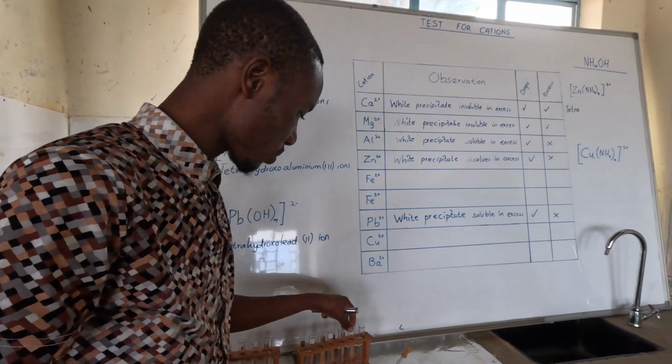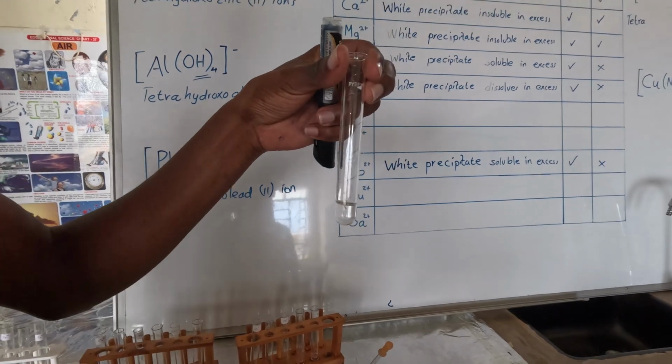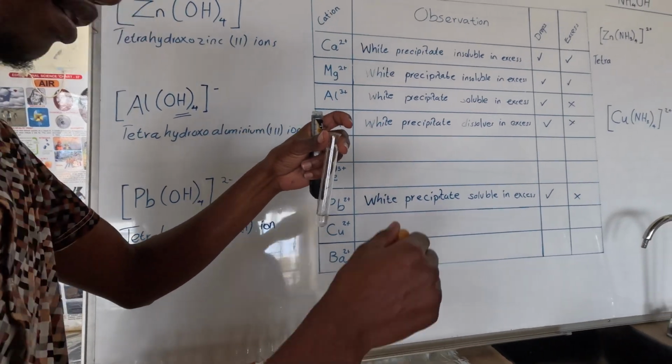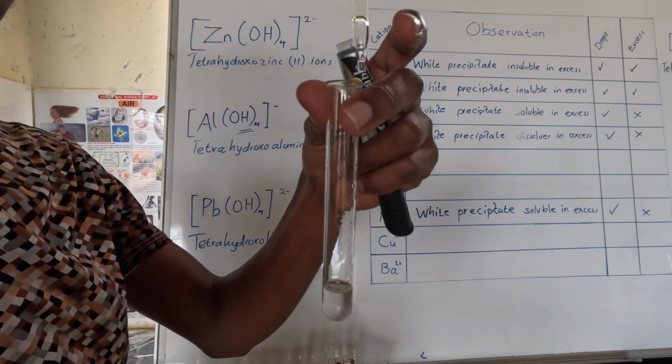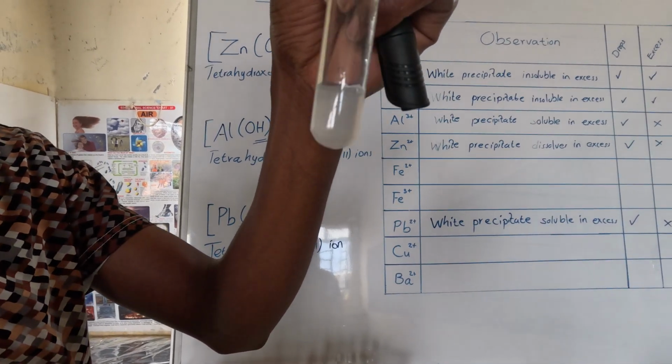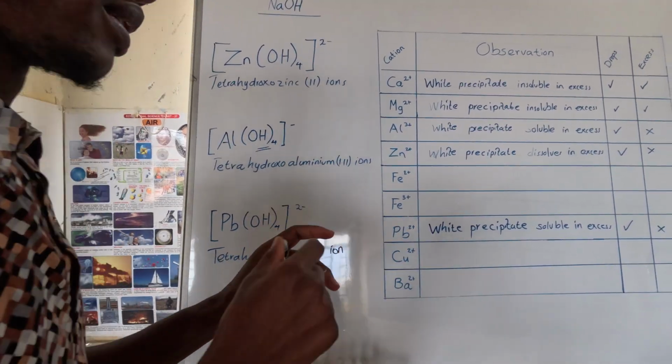And finally, we're going to look at barium, whereby for the case of barium, we're going to add a few drops. I'll say a white precipitate, though it is quite faint.